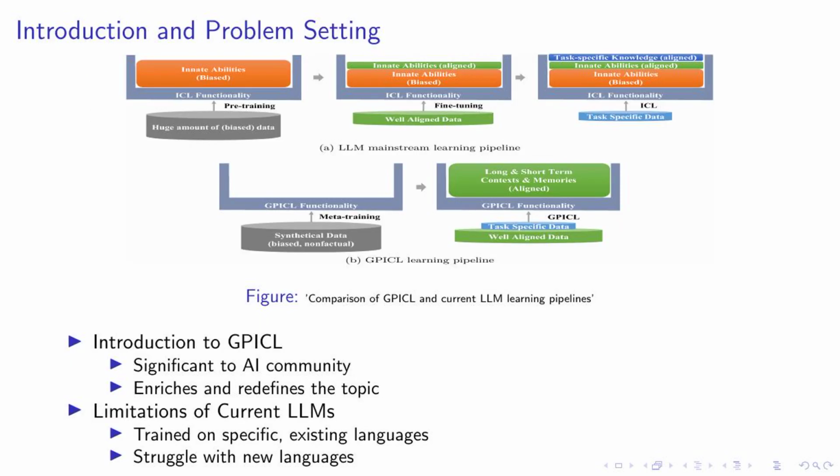As we delve into the realm of general-purpose in-context learning, or GPICL, we find it holds immense significance for the AI community. It's a topic that we've enriched and redefined, opening new avenues of exploration. Now let's consider the current state of large language models, or LLMs. These models are typically trained on specific existing languages, which presents a limitation. They often struggle when faced with the task of learning new languages. The figure here provides a comparison of GPICL and current LLM learning pipelines, illustrating the unique challenges and opportunities in this field. As we move forward, we'll explore how we can overcome these limitations and expand the capabilities of LLMs.